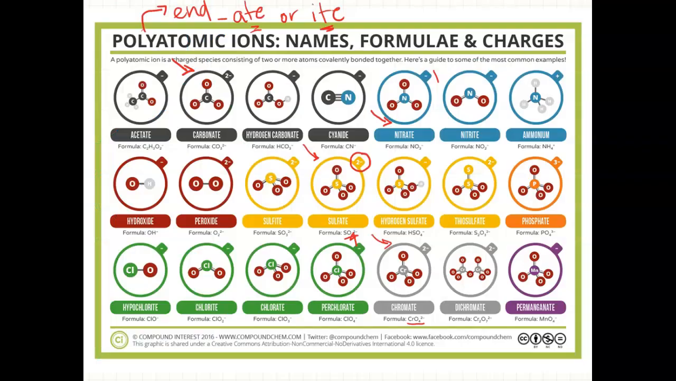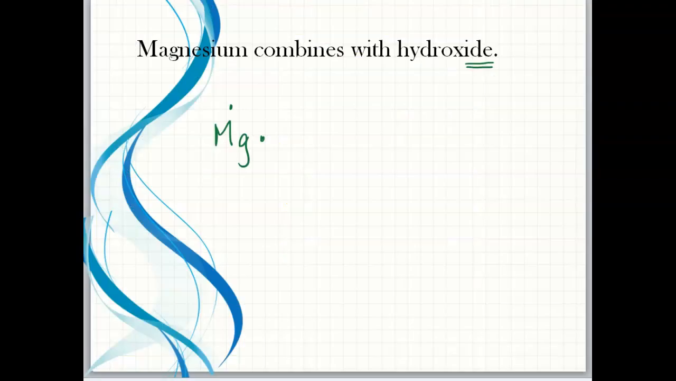Hydroxide is this polyatomic ion right over here. There we go. And it is 1 oxygen and 1 hydrogen bonded together with a -1 charge. Okay, so just a reminder, we saw that on that chart it has OH with a minus. So that would mean that you have 1 oxygen and 1 hydrogen.